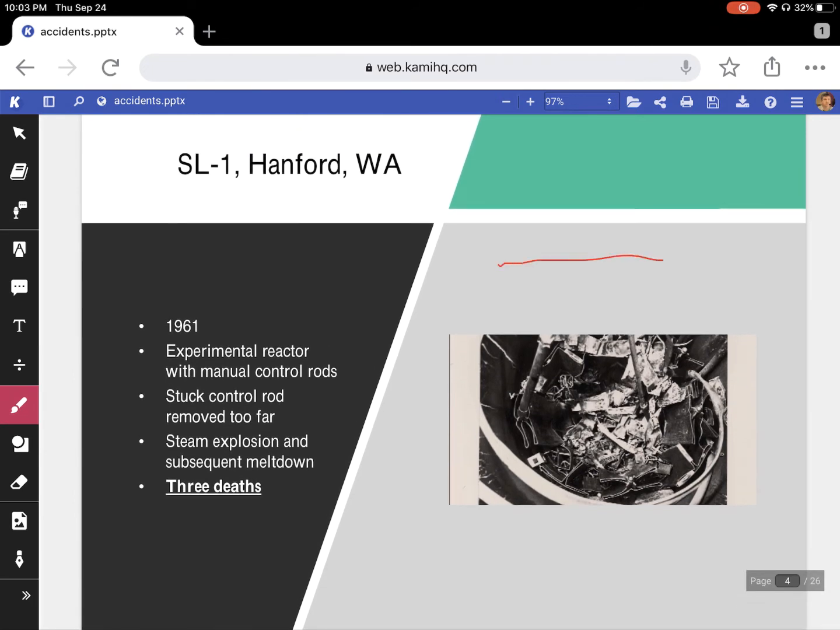Lefties. To move the control rods in and out, you basically stood over the reactor. By the way, I can't draw. And you would actually physically pull the control rod in and out of the reactor. So one day, while working on the reactor, one of the control rods became stuck. So the operator stood over the reactor, grabbed the control rod, yanked it as hard as he could, and the control rod popped out of the reactor.